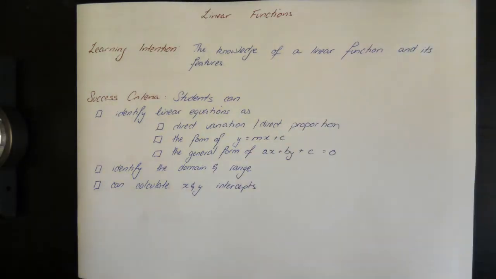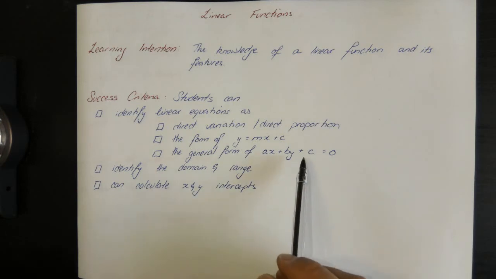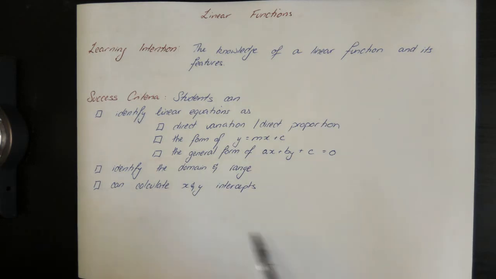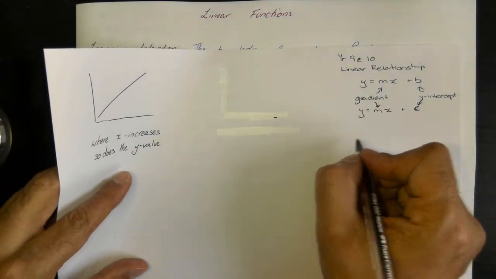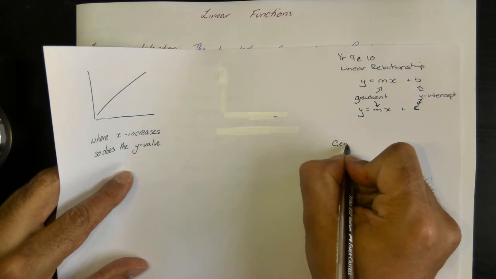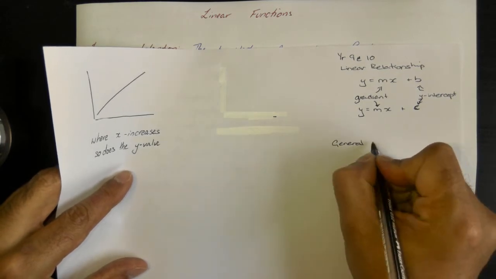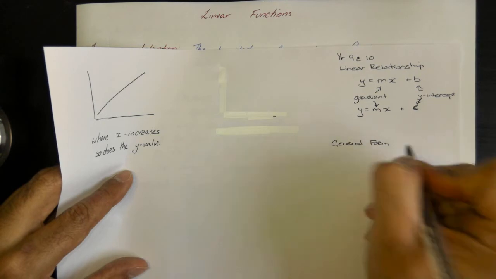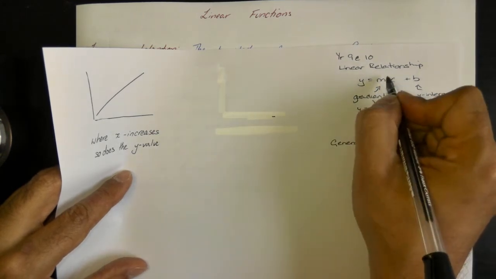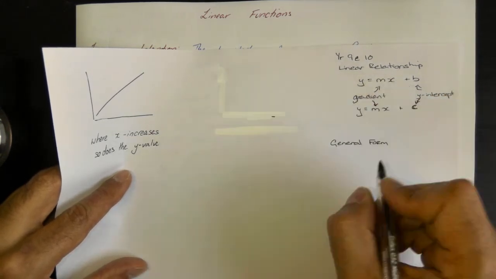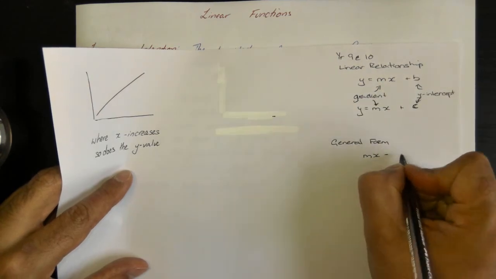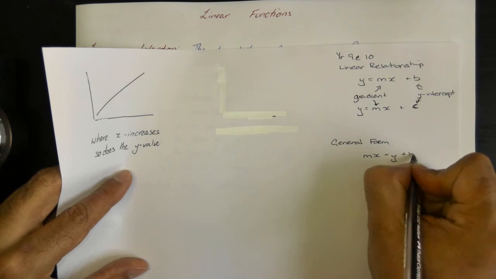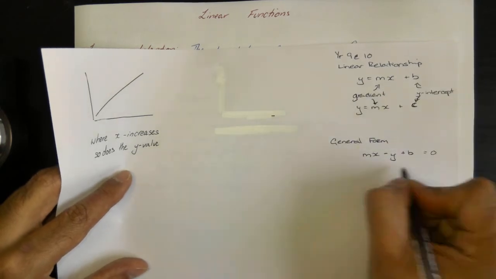All right. Let's talk about the general form. So the general form is when we write the whole thing all on one side. It's where we get all variables onto one side, but the x comes first, and the x has to be positive. So if I was to rewrite this, I'd have mx minus y plus b, bringing the y over, equals 0. And that would be the general form.